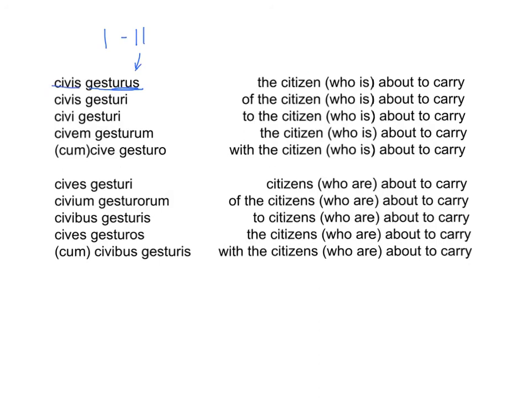And it describes civis, which is a third declension noun. So you are going to go by the third declension for the noun and the second declension for the ending. But all of these nouns have agreement in number, gender, and case, even though the endings don't look the same. And this is it about the future active participle.